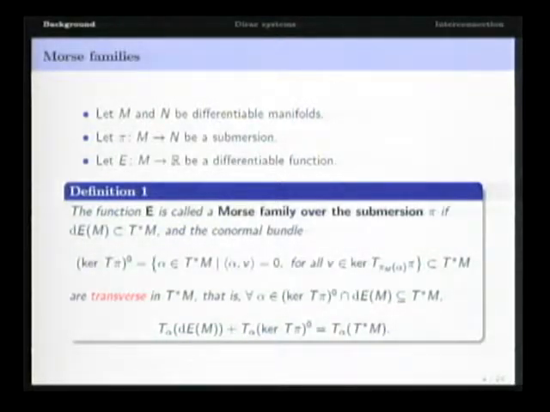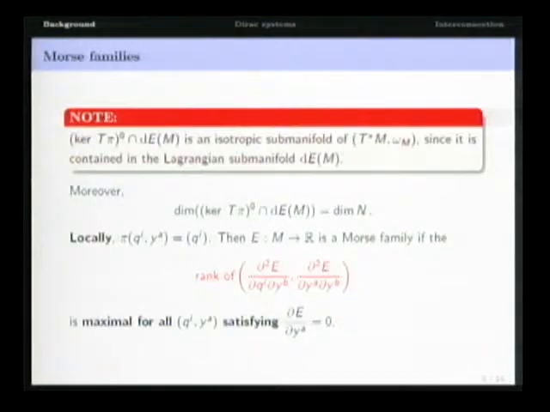It's about transversality, which already appeared in the talk by Alan Weinstein yesterday. These two submanifolds: one is the conormal bundle, the annihilator of the kernel of the tangent map of π, and the other is the image of the differential of E on the whole manifold. These two submanifolds must be transversal, which means that at every point of the intersection set, which we assume is going to be a submanifold, the tangent spaces of these two submanifolds must generate the entire tangent space of T*M. So that's the notion of Morse family.